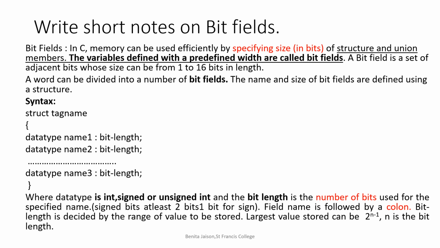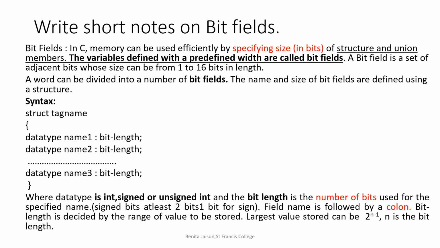Write notes on bit field. So bit field, as we have seen, in order to use the memory efficiently, we can specify the size of the variables or the members in terms of bits and not in bytes. So using structure and union members, you can declare a data type of our own and make use of the least number of bits.